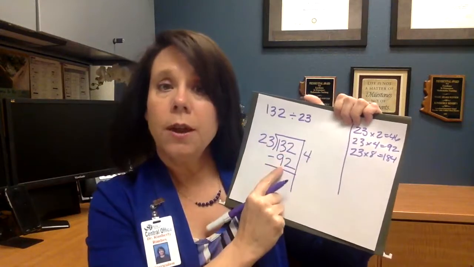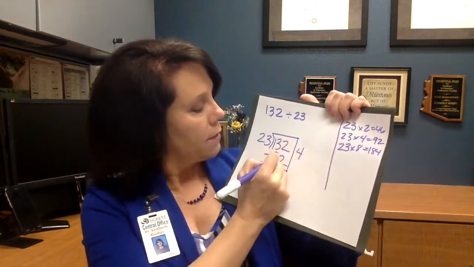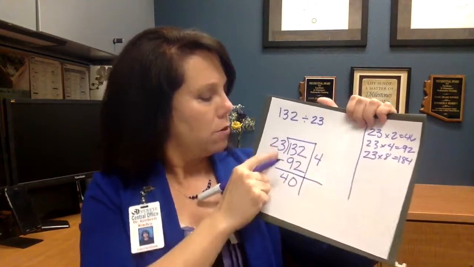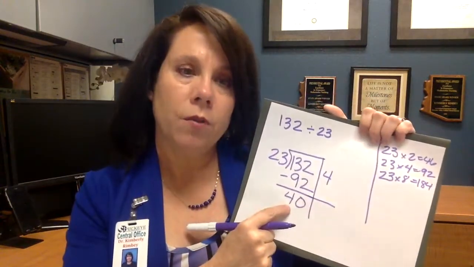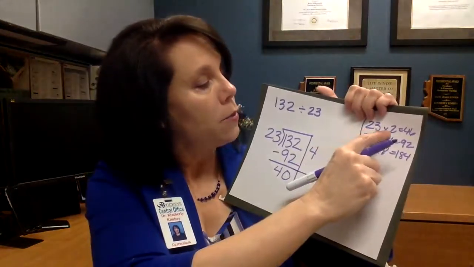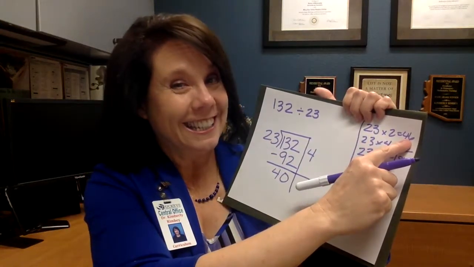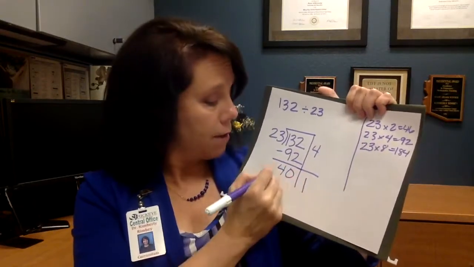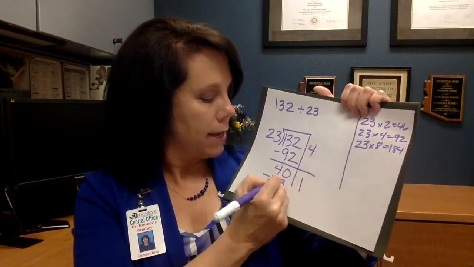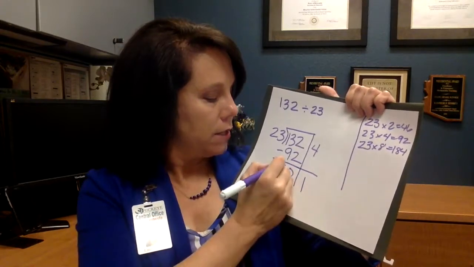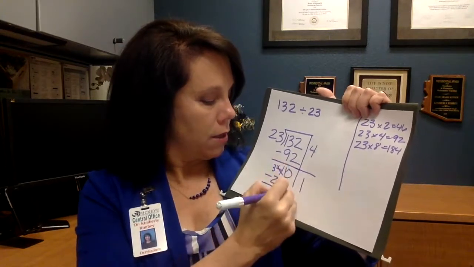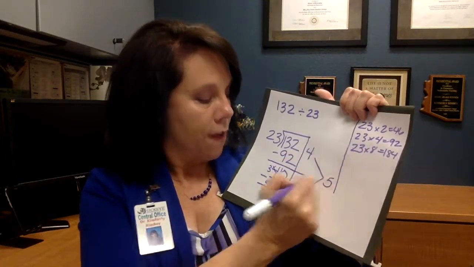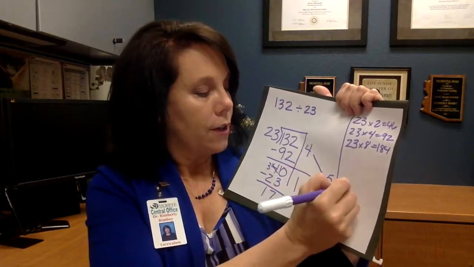So 132 minus 92 leaves me with 40. Okay, so now how many times can 23 go into 40? Well, I know that 23 times 2 is 46, and that's more than 40, so I think I'm only going to get one more time out of that. So 40 minus 23 leaves me with 17. So here I have 4 plus 1 is 5, with a remainder of 17.